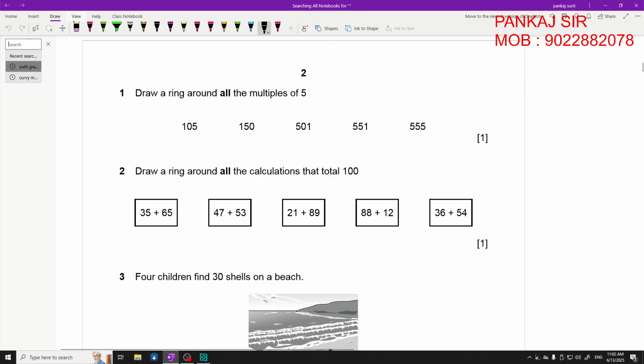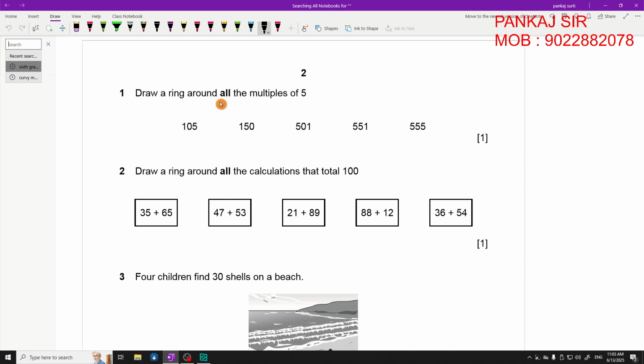Now, the concept here is you should know that multiples of 5, that is all the answers of the table of 5. 5 ones are 5, 5 twos are 10, 5 threes are 15. So, whatever multiples you get for 5 are 5, 10, 15, 20, 25, 30. You will see that in all the multiples of 5, the answer will be either ending with a 0 or with a 5. So you have to ring around all the multiples of 5. So you have to check which are the numbers which are ending by a 0 or by a 5.